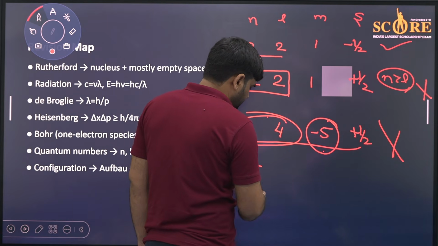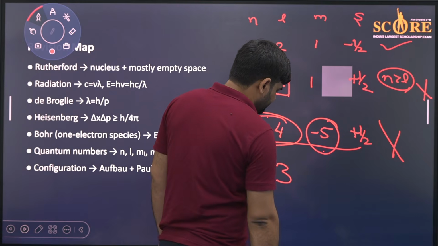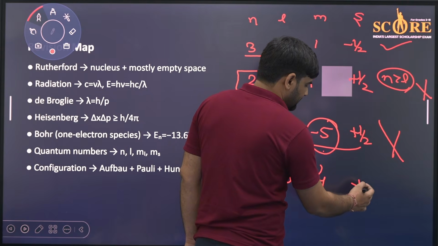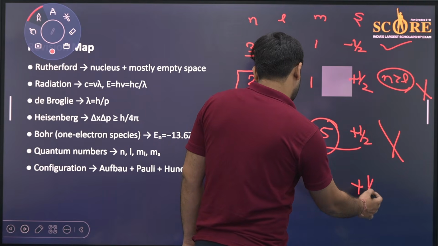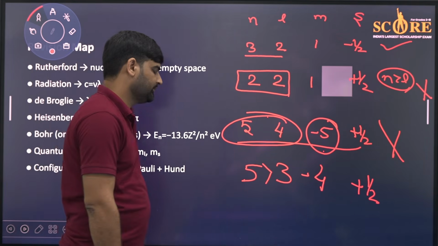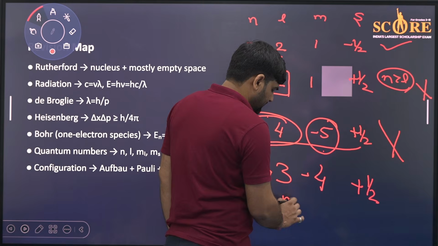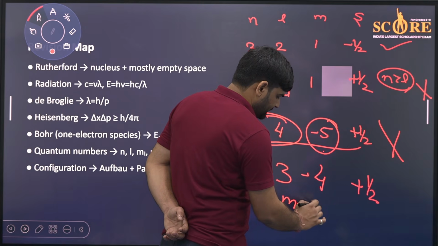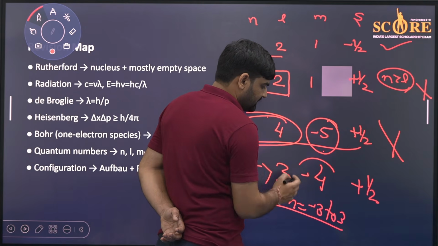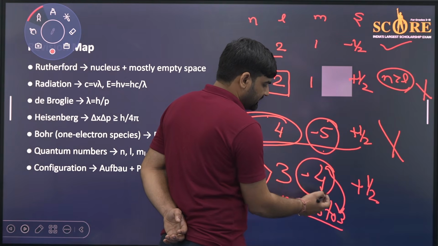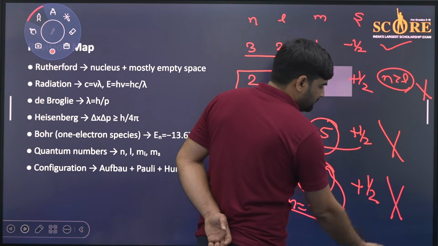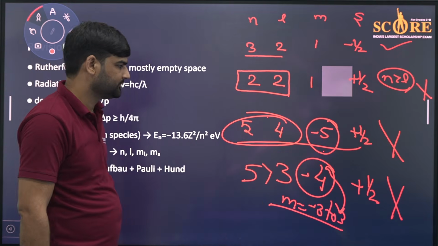n is 5, l is 3, m is minus 4, and spin is plus half. n is greater than l, there is no issue, but m ranges from minus l to plus l. This number does not lie in that range, which means m is wrong. This quantum number set is also incorrect.